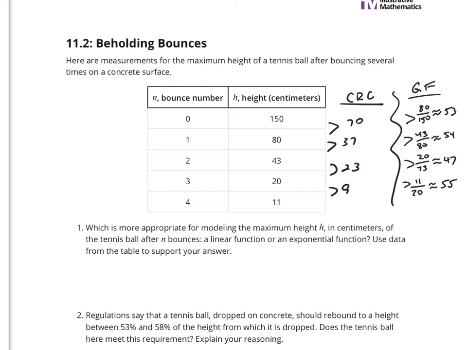So this one definitely looks a little bit more consistent. The 0.47 is a little bit out there, but that's okay. For the most part, they're all pretty close to each other. Based on that information, the best model for this data would be an exponential function. And we can see that from the data, that the growth factor is a little bit more consistent than the constant rate of change is.